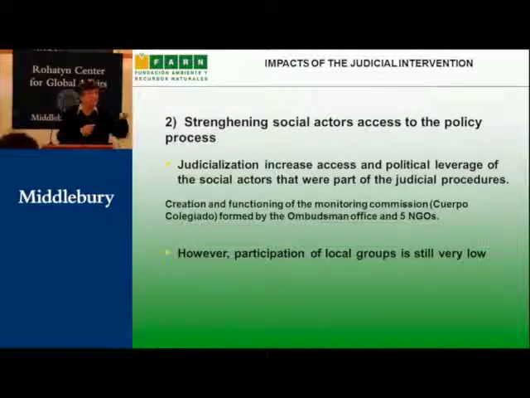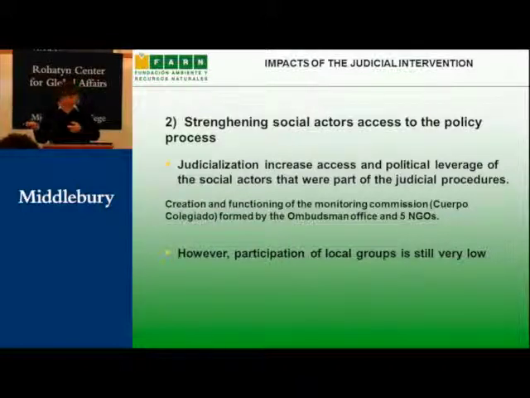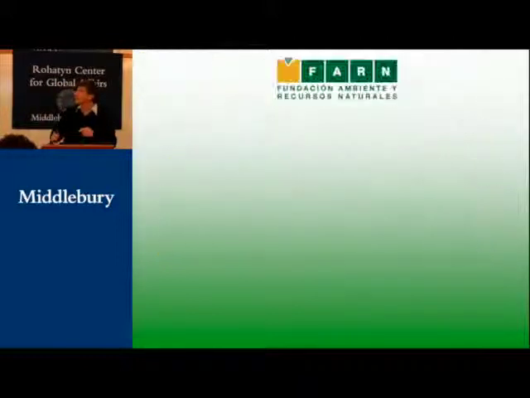To what extent are these actors, and I work in an NGO that is part of this commission, accountable and representative of a broader population that is involved in the basin? Okay, I'm going to cut there. Thank you very much.